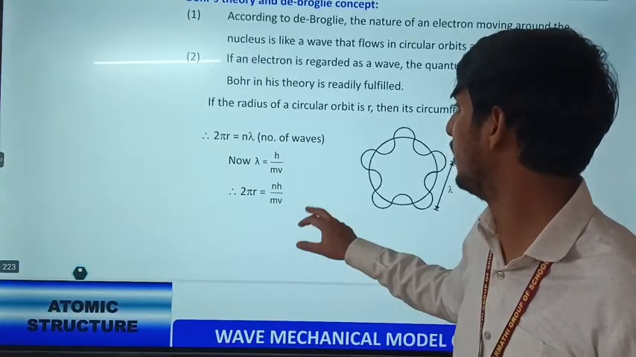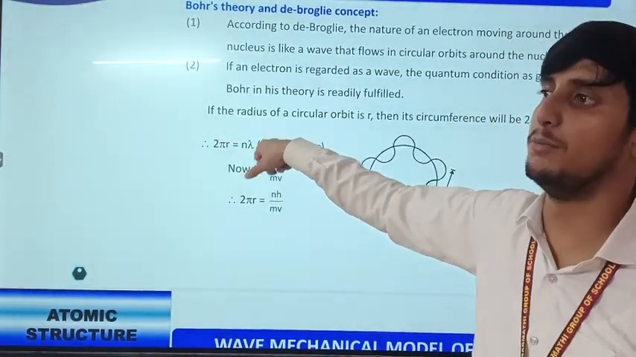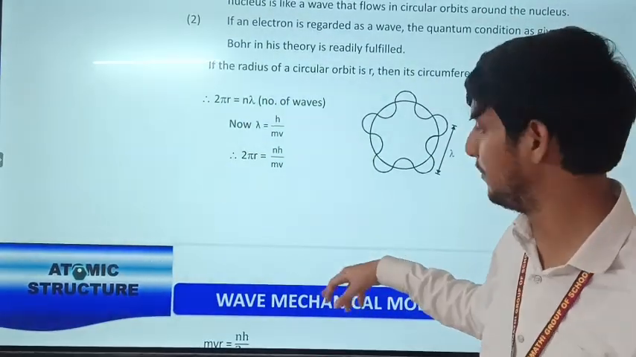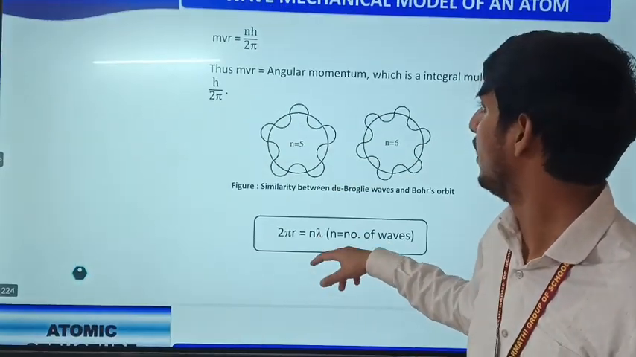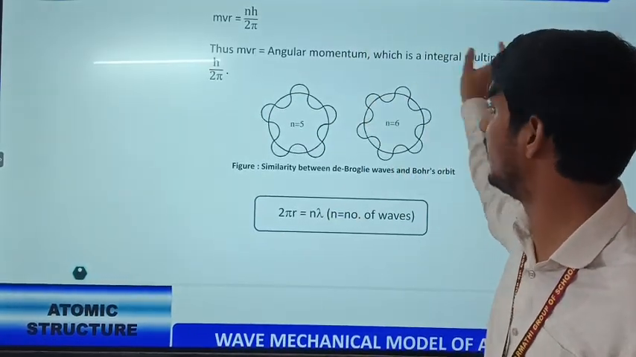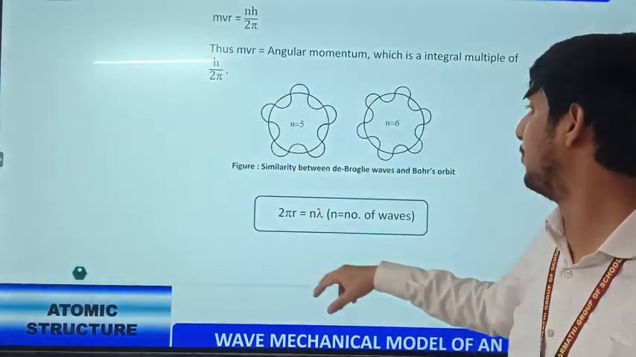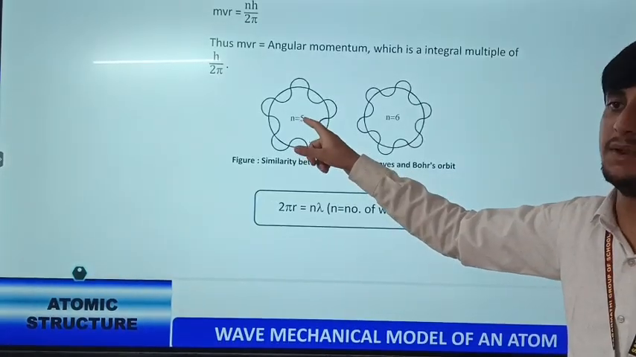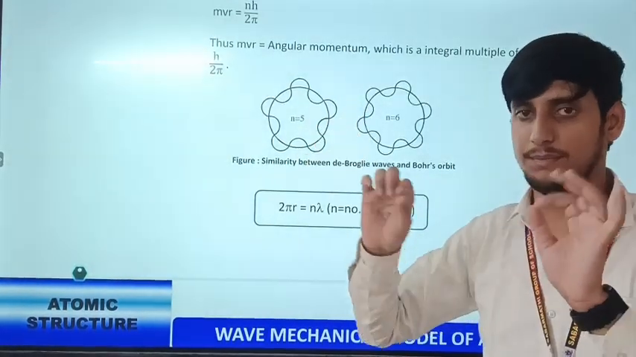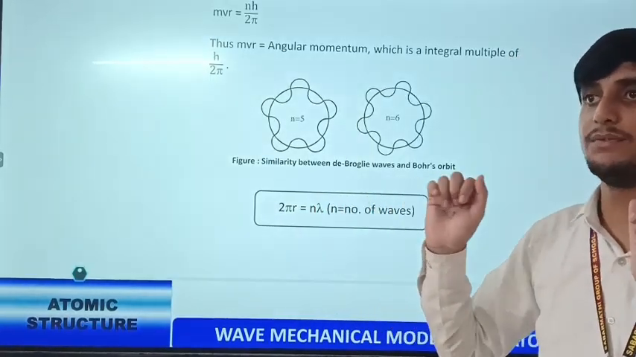And remember this formula: 2πr = nλ. Okay, 2πr = nh/mv, so mvr = nh/2π. That's the angular momentum, which is an integral multiple of h/2π. Here n = 5 means the wavelength has 5 waves. The number of waves is 5.